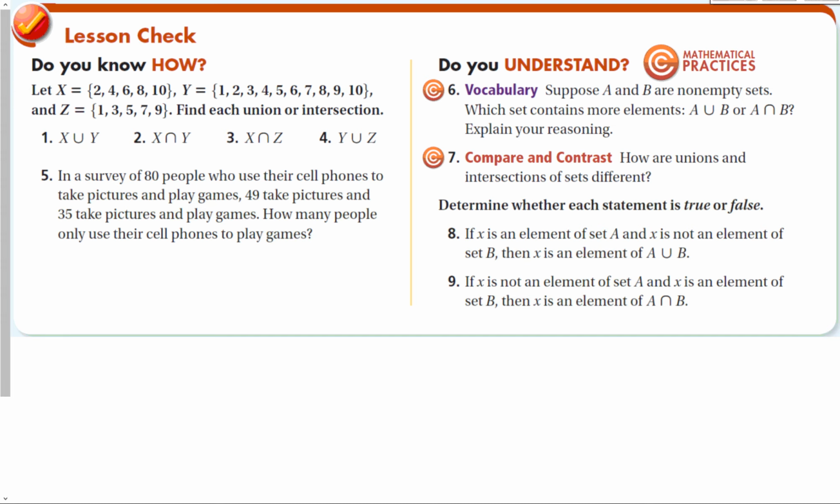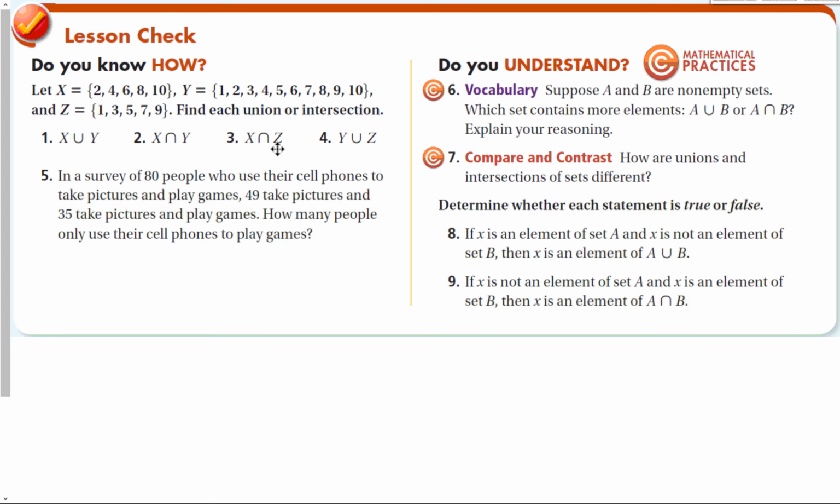So our lesson check, here are my 3 sets. Find union, intersection, intersection, union. So x union y. When I put those together, it's everything in x, everything in y. So 1, 2, 3, 4, 5, 6, 7, 8, 9, 10. And that's it, because there's nothing else in x. X intersect y, however, is going to be all the stuff that they have in common. So that's going to be 2. They both have a 2, 4, 6, 8, and 10.